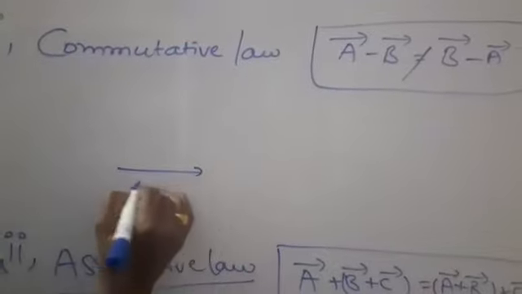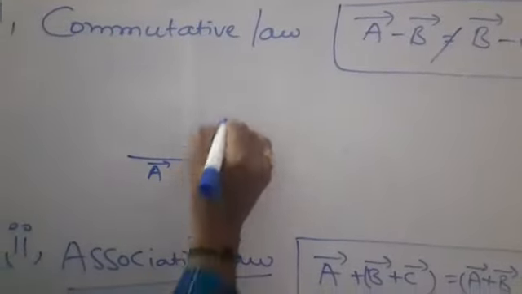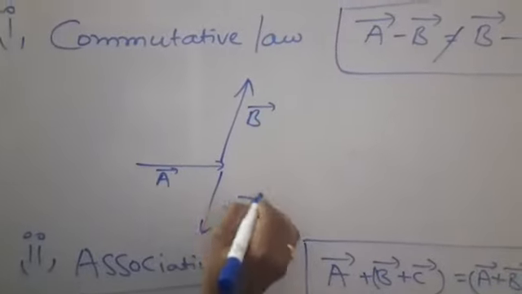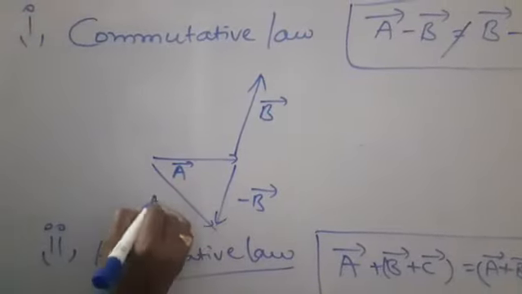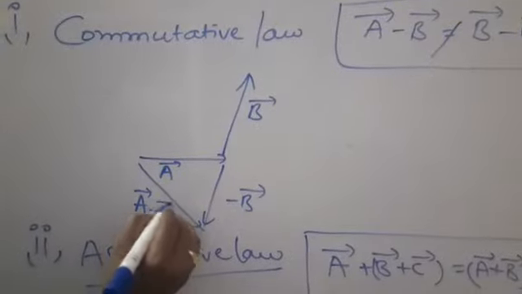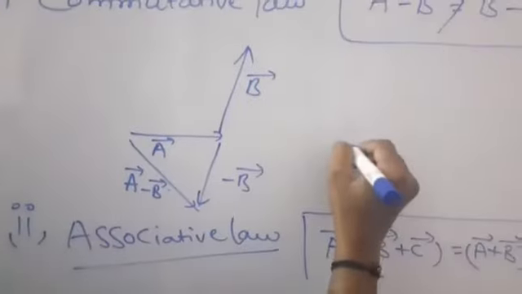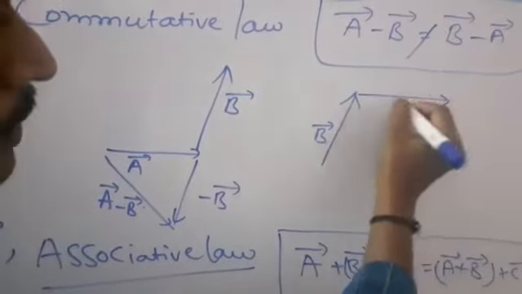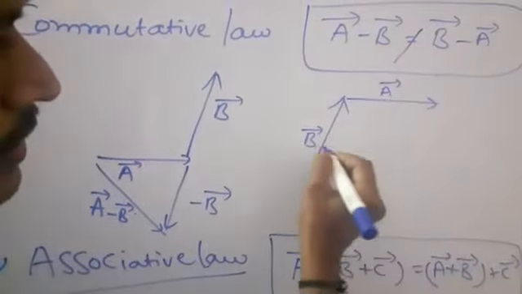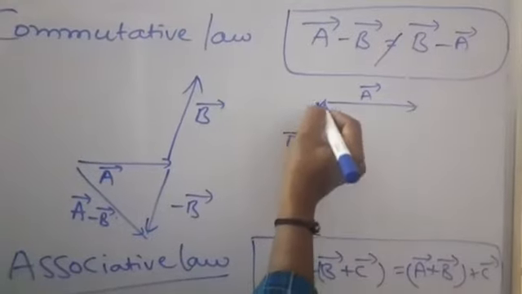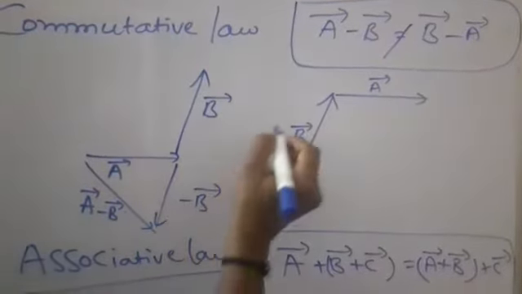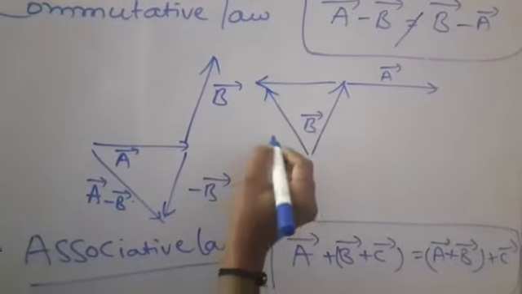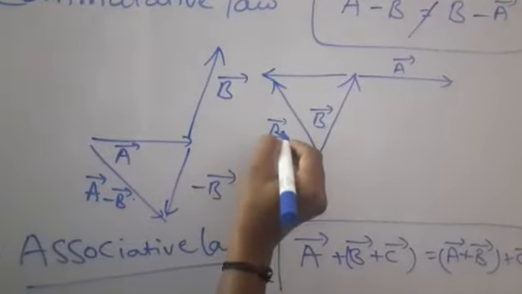So here A bar is the first vector, this is B bar, and the negative vector of the second one is minus B bar. The result is A bar minus B bar. The first one is B bar, the first vector, next A bar, the second vector. Okay, the negative vector of this is minus A bar. The result will be B bar minus A bar.